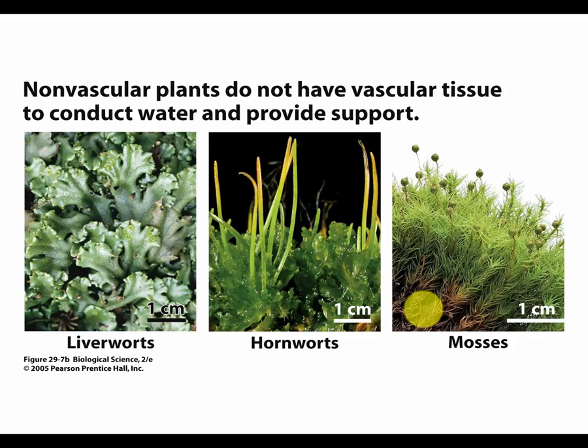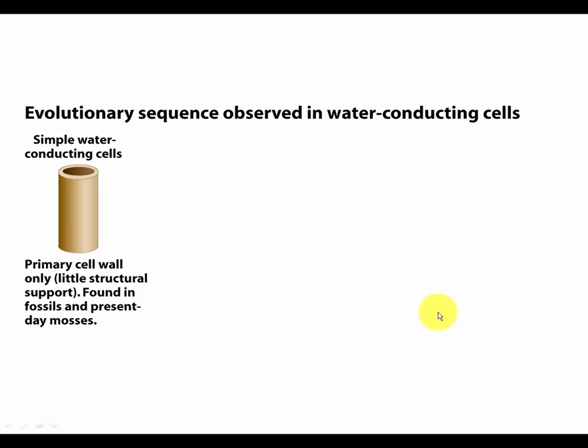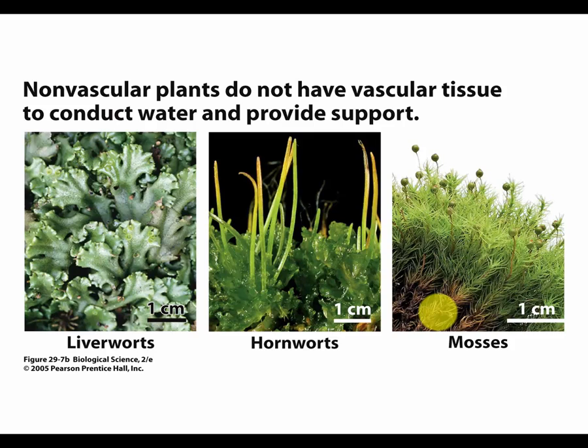The non-vascular plants have this cuticle. Some of them, the liverworts, have only pores. Others, the hornworts and mosses, have stomata. But they all lack a structure that is very important in the evolution of land plants. All of these plants are very low-growing plants, and they're restricted to moist environments.